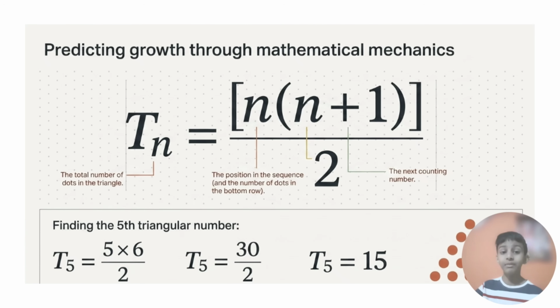To find the seventh triangular number, just do this. Replace n with 7. Then do 7 times 8 divided by 2 to get 28. So easy, right?